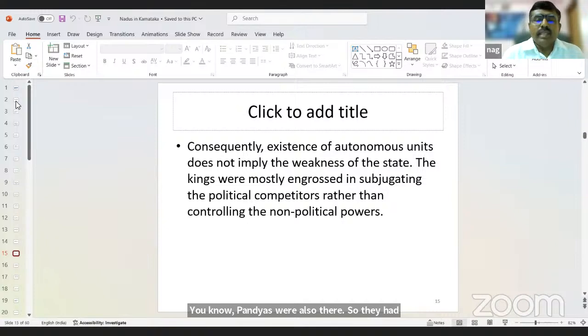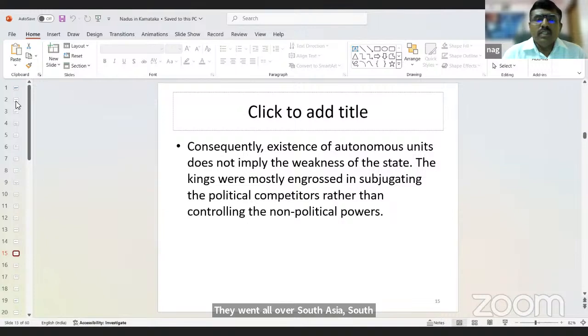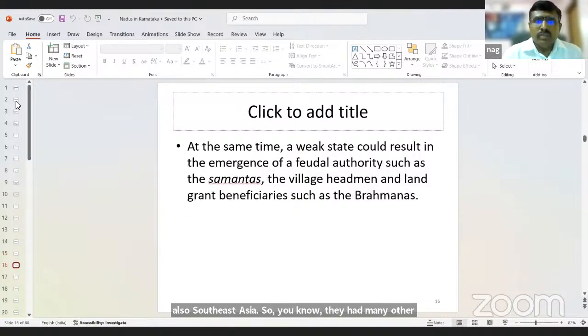So we find that they had to expand their empire. The Cholas under Rajaraja and Rajendra Chola went all over South Asia. They went also to Southeast Asia. So they had many other issues which they had to solve. So not only Nadus were important for them.